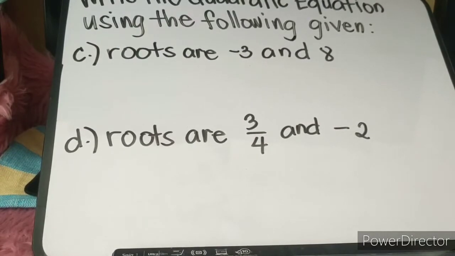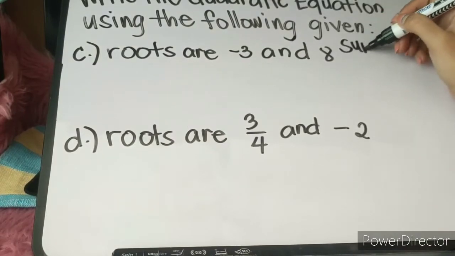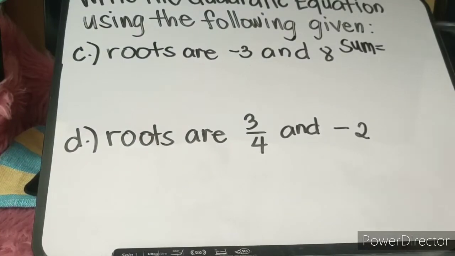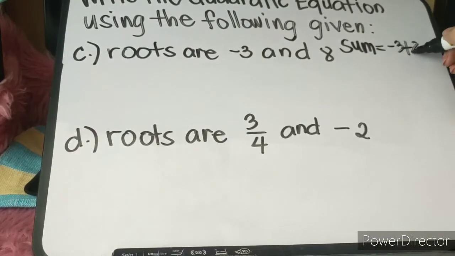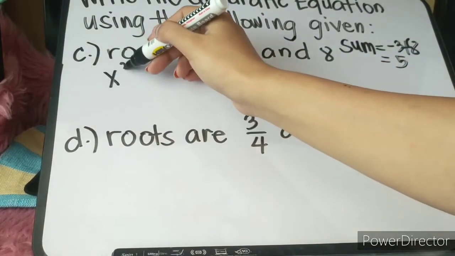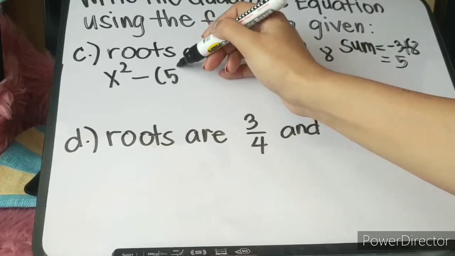Kapag sinabing roots na yung given, tsaka po natin hahanapin ang sum and product using the given roots. Of course, when we say sum, i-add natin yung roots. Pag sinabi natin product, i-multiply naman natin yung roots. So, let's find the sum. Sum of negative 3 plus 8. So, negative 3 plus 8 is 5. So, dun sa x squared minus nung sum, ang ilalagay natin dun ay 5.